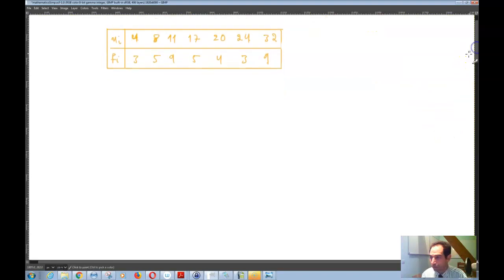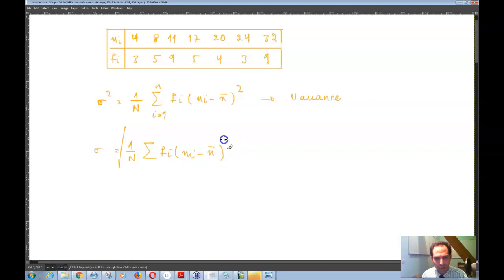So the formula that I need to use in the case of, for example, variance is sigma squared is equal to 1 over n times sigma of f of i times x of i minus x bar whole squared as i goes from 1 to n, and this would be variance. And sigma would be equal to the square root of 1 over n times the sigma of f of i times x of i minus x bar whole squared as i goes from 1 to n, and so that would be standard deviation.